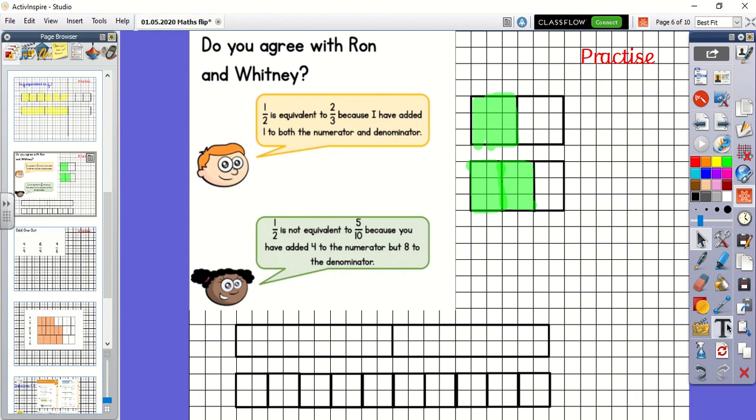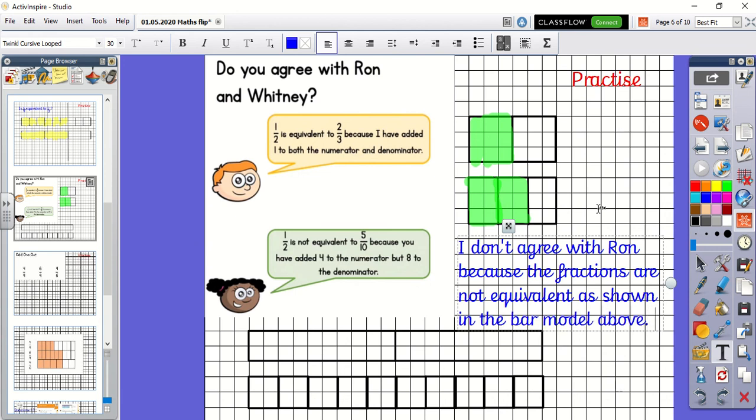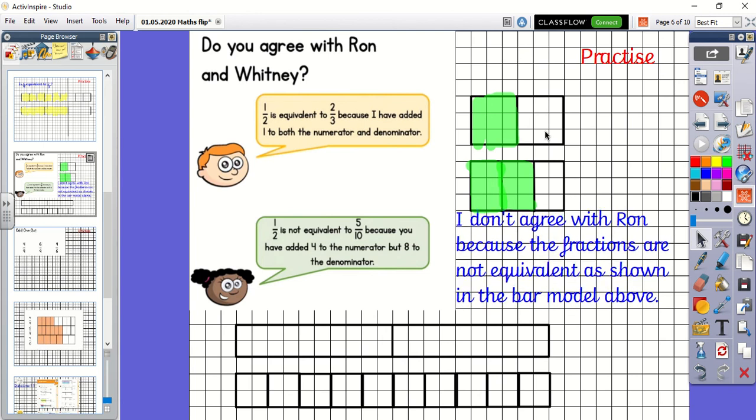No, they haven't. So I'm going to write, I don't agree with Ron because the fractions are not equivalent as shown in the bar model above. That's just saying that I've shown the answer is not correct because I've used a bar model method, the same bar model, same size, split up into different parts according to the denominators, coloured in the right amount of parts according to the numerators, and it is not equal. So I don't agree with him.